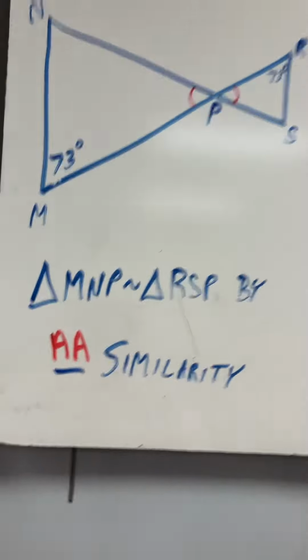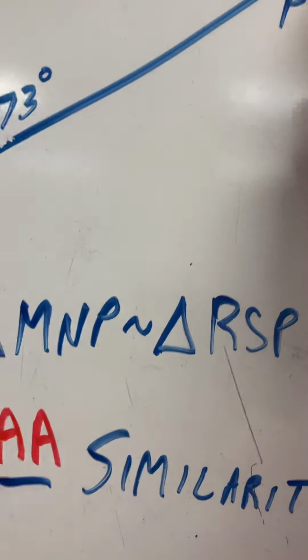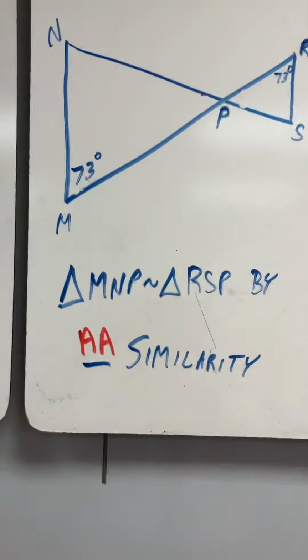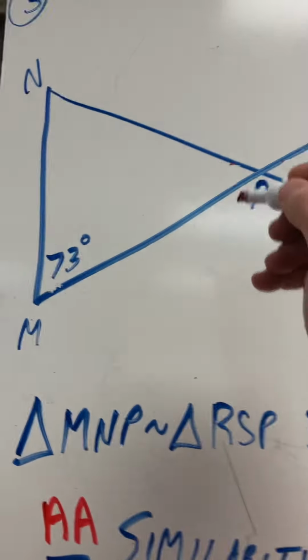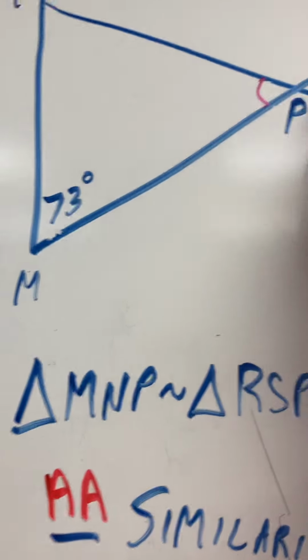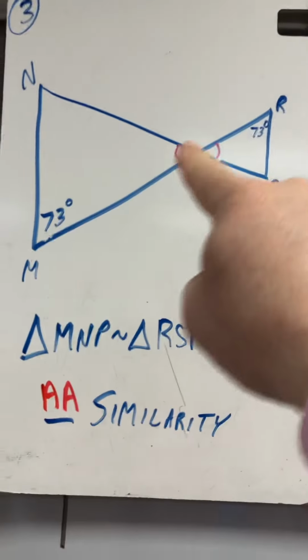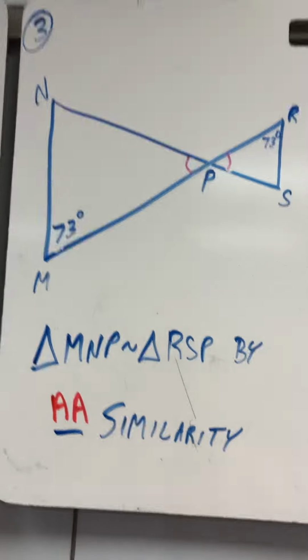Over here, if this is not marked, do you know that those two angles are equal by vertical angles, right? Vertical angles are equal, right? So you remember that this angle is equal to that angle, by vertical angles, okay? That won't be marked in any problem. You have to remember that. So if you have these two angles equal, 73 degrees and 73 degrees, then you have AA similarity, right?